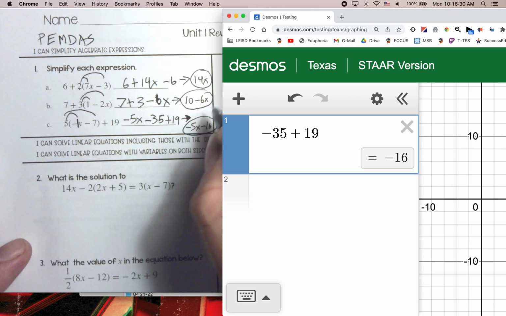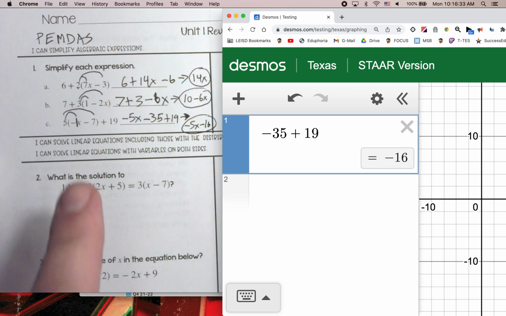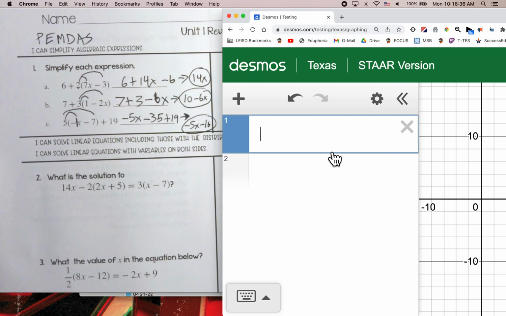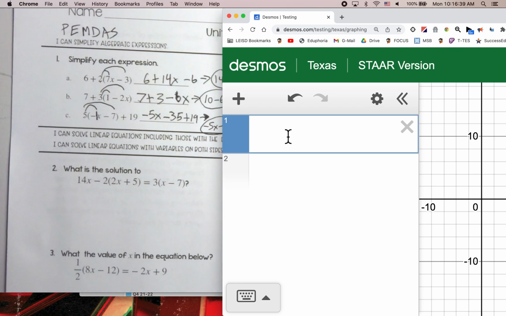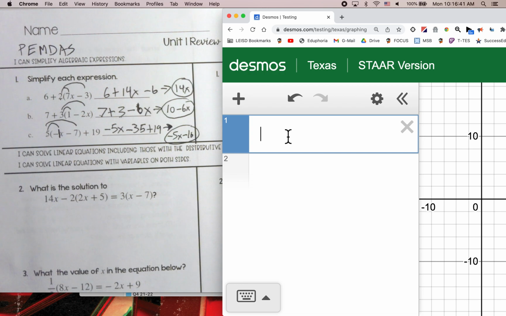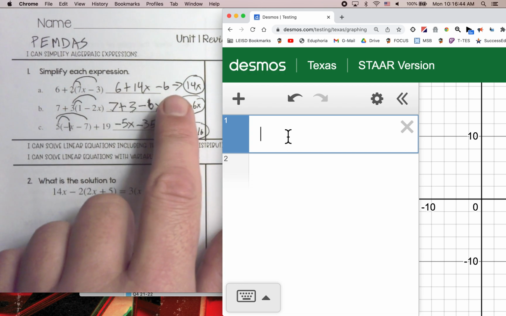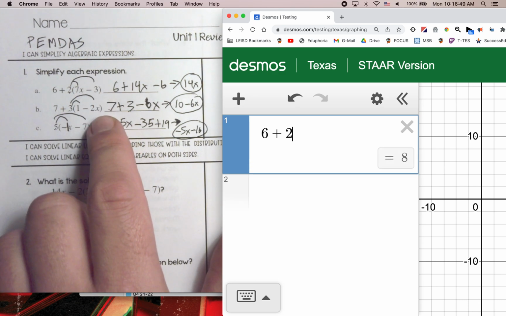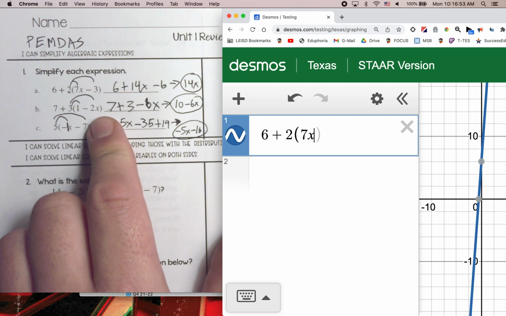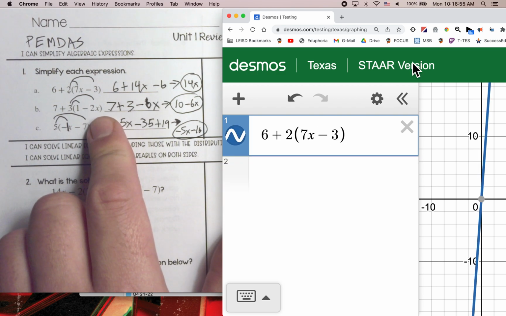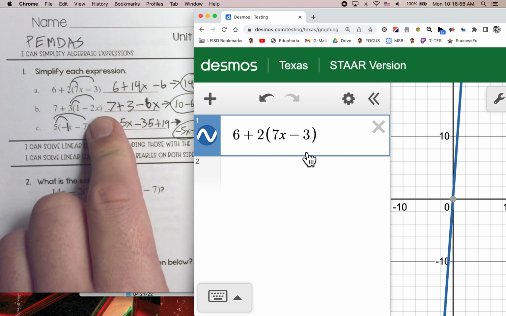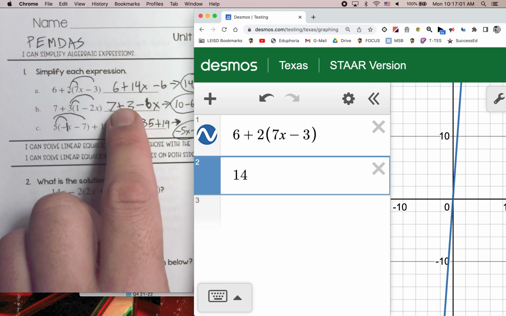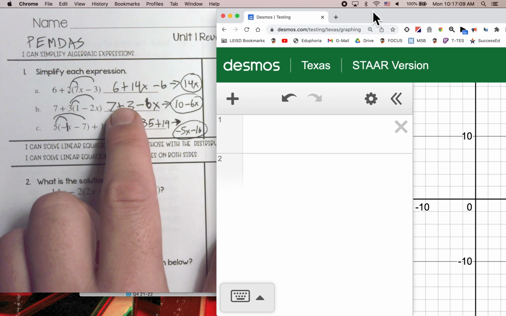Now, since these are all one variable expressions, if I was taking a multiple choice test and I wanted to see if an expression is equivalent, I could type in the original question, 6 plus 2 parentheses 7x minus 3. It gives me a line. And then if I type in 14x, it gives me the exact same line. You can see that they're right on top of each other. So that tells me that they are equivalent. That tells me I did do my work correctly.